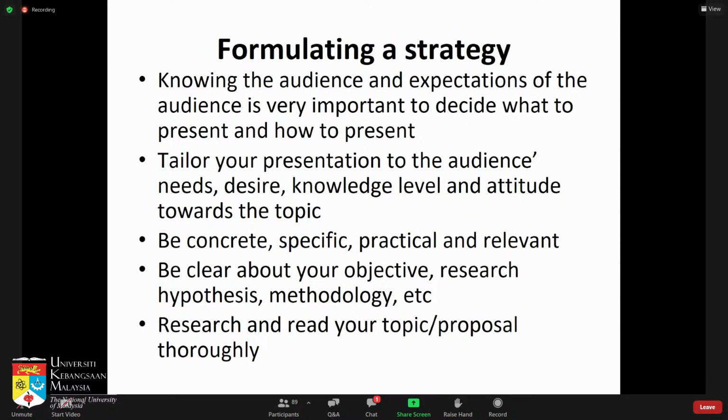So in formulating strategy, you really have to know the audience. No harm in asking the organizers, who is coming? Is it a mixture of students, GPs, and so on? Because the expectations of the audience are very important. If you don't play it right, they start playing with their smartphones and you're just talking to yourself.